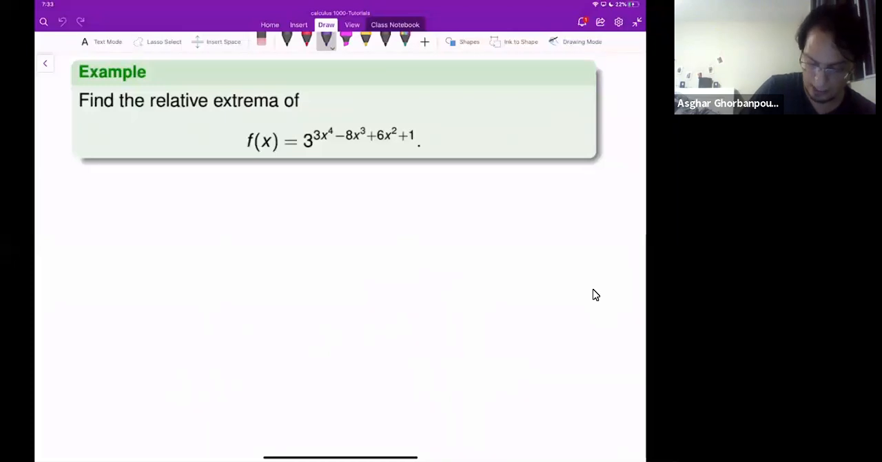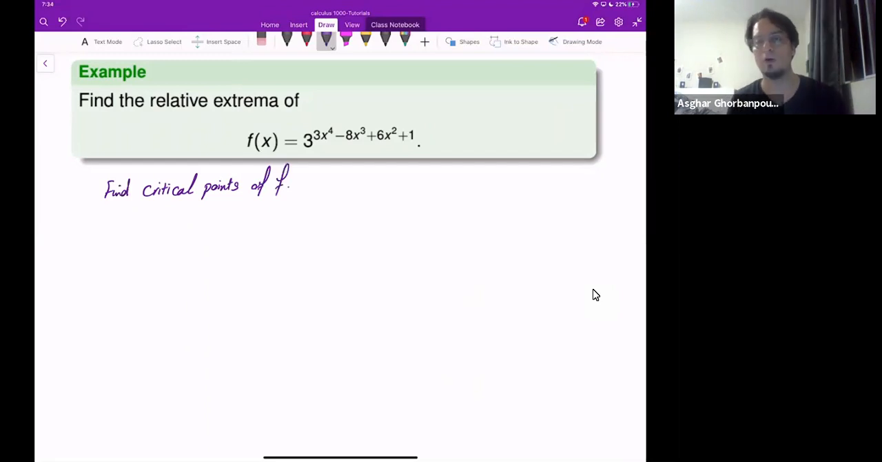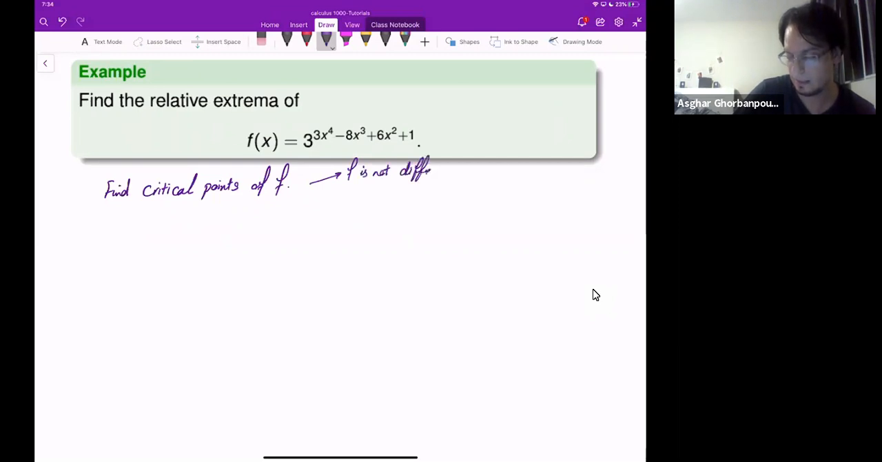Okay, so first thing first, find critical points or critical numbers of f. Critical numbers or critical points are the points either at which the function is not differentiable, or the function is differentiable, but the derivative is zero. So here, f is not differentiable at c, or f prime exists, but f prime of c is equal to zero.